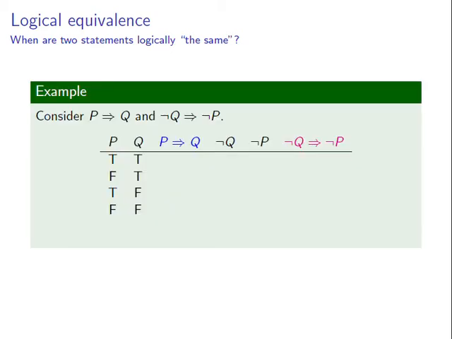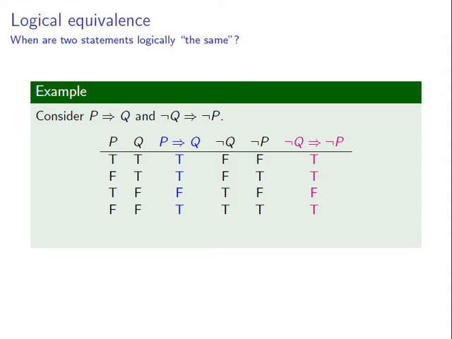Consider the propositional forms P implies Q and not Q implies not P. P implies Q is false if and only if P is true and Q is false. It is true for all other cases. Not Q and not P have truth values which are opposite those of P and of Q. Not Q implies not P is false exactly when not Q is true and not P is false. That is, it is false exactly when P is true and Q is false. It is true for all other cases.